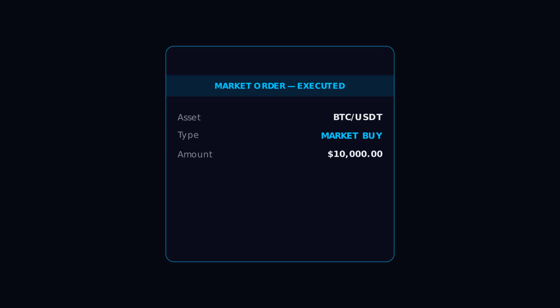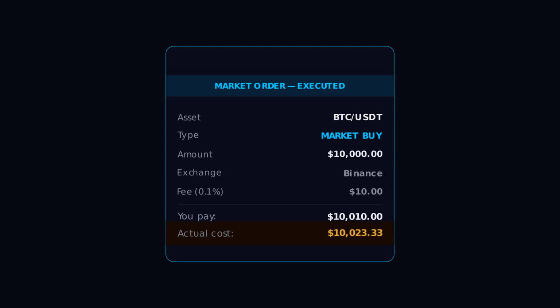You just placed a market order for $10,000 of Bitcoin. Your brokerage shows a fee of $10, but the true cost of that trade was $23.33, not $10, $23. The extra $13 never appears on any receipt. Before we calculate the cost, understand what you're looking at.